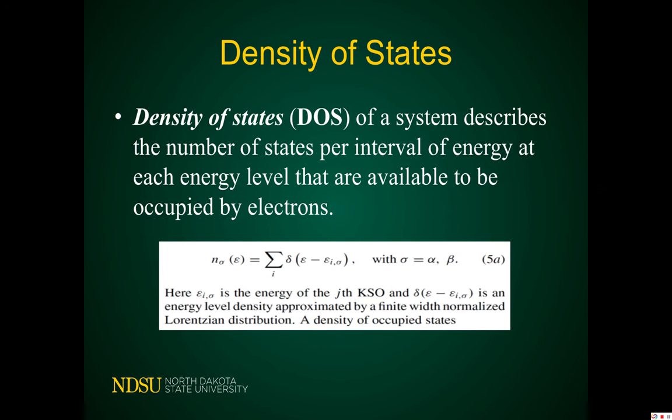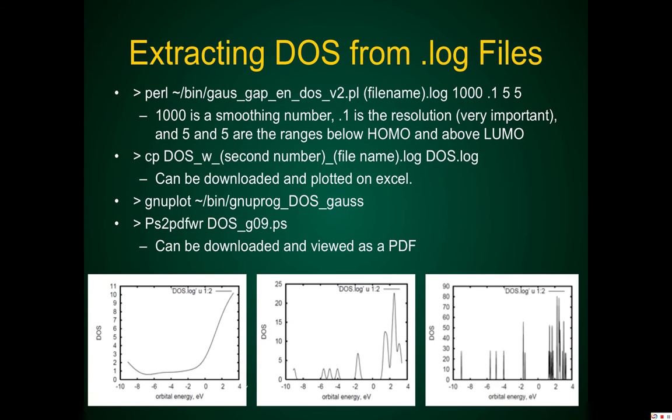Essentially, it's defined as the sum of contributions from each orbital. It's also important to note that a high density of states at a specific energy level will mean that there are many states available for occupation. So the general density of states is an average of the space and time domains that are occupied by the system. The next slide is an overview of what density of states is. And the next slide looks at how to generate the PDF plots from the log file.